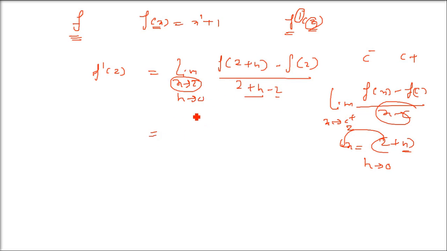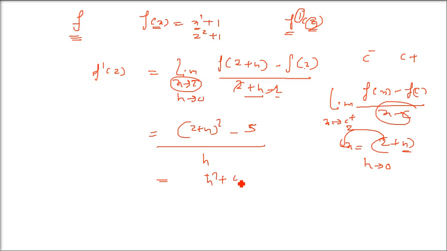Now what are you going to get? Wherever you have x, replace it by 2 plus h. So (2 plus h) whole square, minus f(2). For f(2), in place of x, you are going to put 2. So 2 square plus 1. I'm just replacing this x with 2. So 2 square is 4, 4 plus 1 is 5. And this is (2 plus h) square plus 1 also. I'm just going to add this.